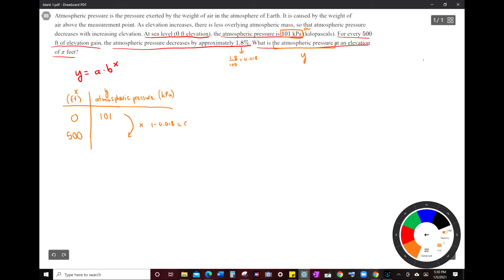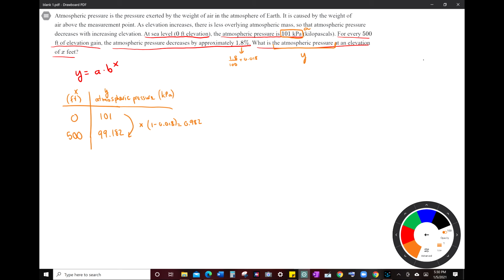0.982. So then take 101 times 0.982, which gives me 99.182. I can keep going with it, but with 2 points from the problem, I can figure out the factor.